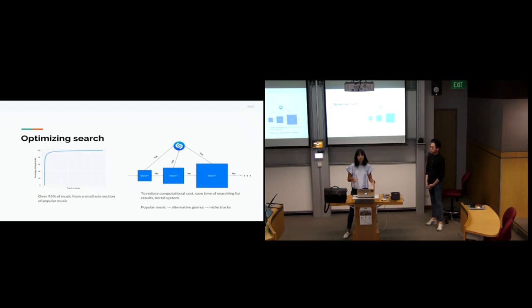So what they did was create a tiered system, where the first tier consisted of that 95% of popular music, and then it moved on based on whether or not it could match and identify. If it couldn't fit into the first tier, it would move on to the second tier, and so on until it identified the music in its database of millions of songs.